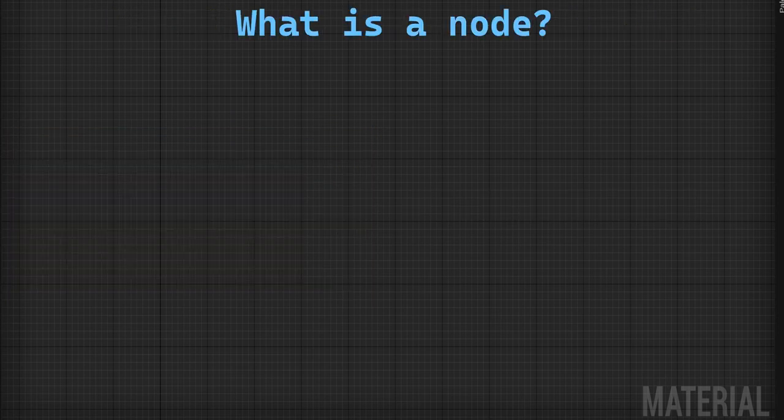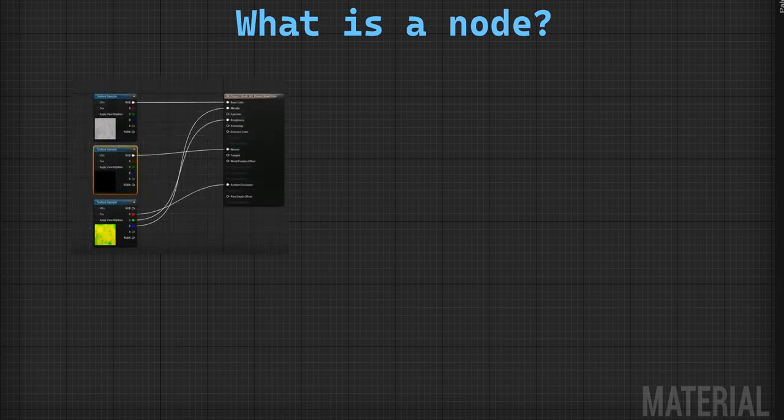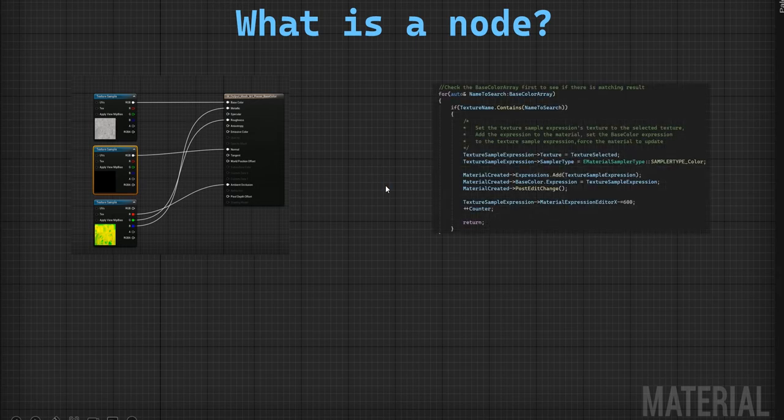There are two pictures that I'd like to show you guys. The one on the left is some simple nodes inside of a material graph. As you can see, just some simple connections, nothing too fancy. And the one on the right is a small piece of code that I wrote, and it does the exact same thing as the one on the left.